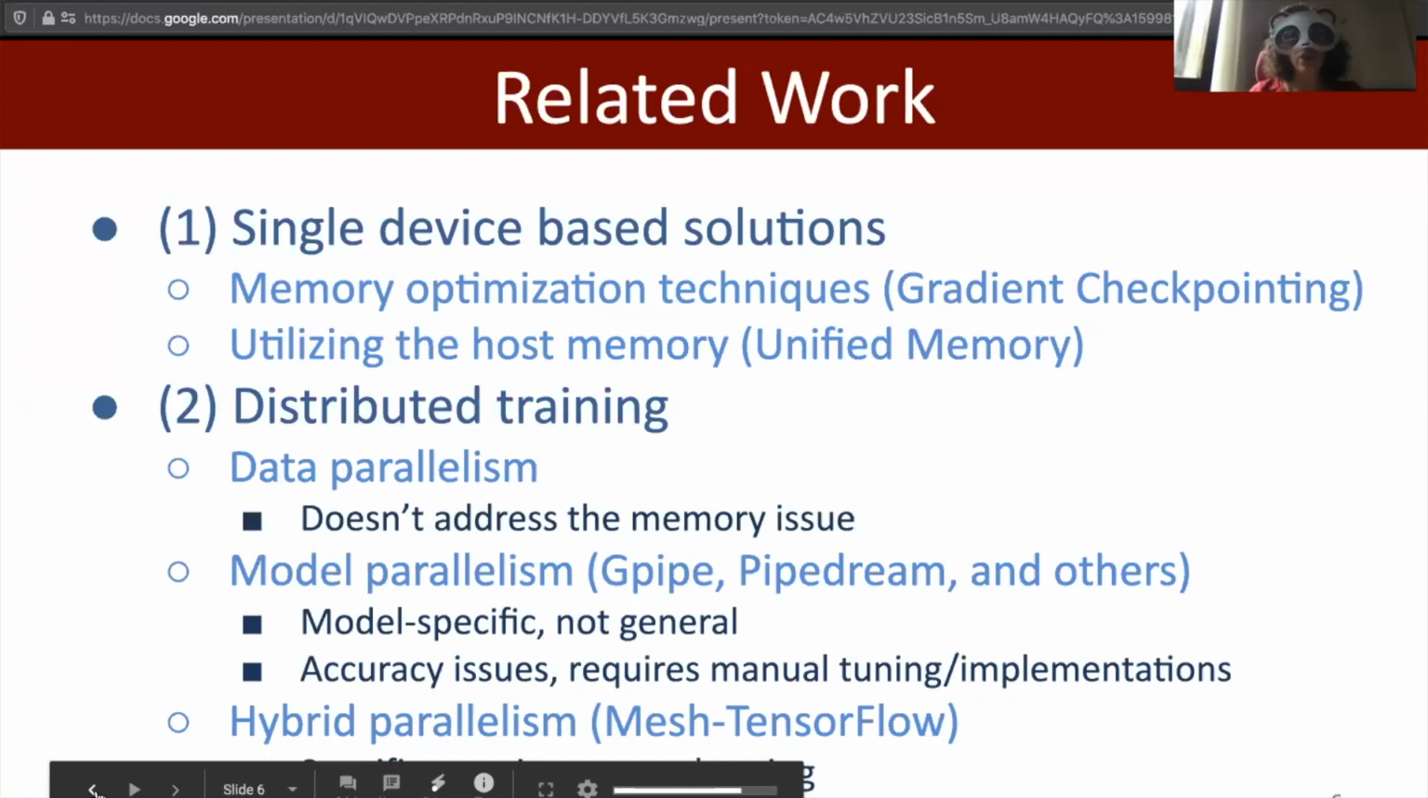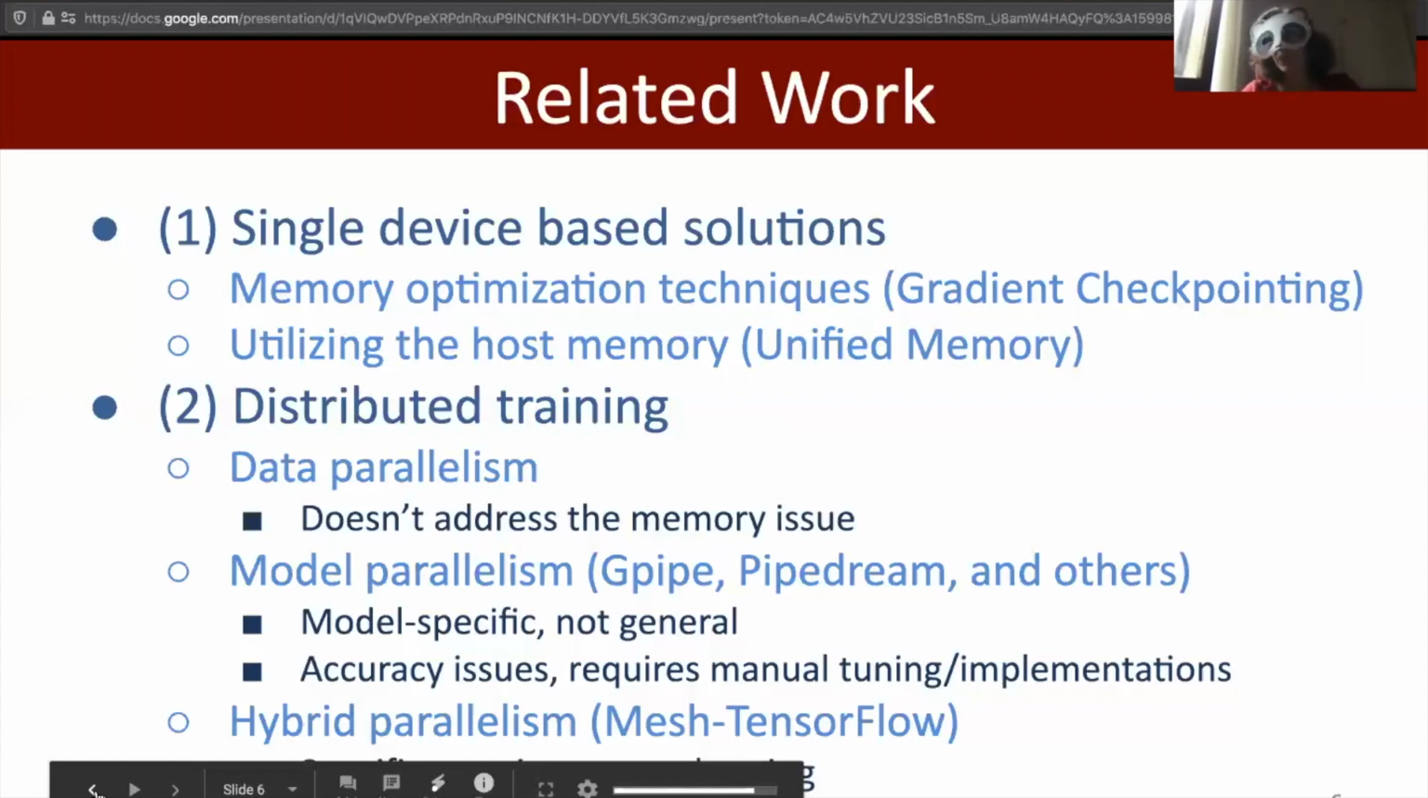Another approach keeps all the parameters in the host memory, and then you retrieve them as needed. But these are single device solutions. So for distributed training, we have data parallelism, model parallelism, and hybrid versions of them.